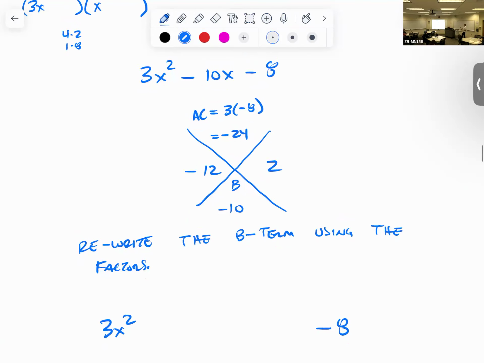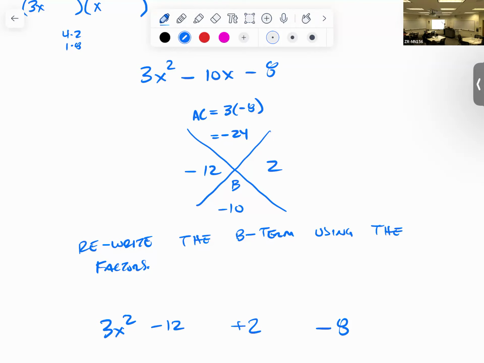Now notice, when I drop this down, 3x squared and -8, the A and the C term, I dropped down exactly. I didn't change anything there. Then I'm gonna write -12 and 2, the exact factors that I had from the diamond. But this is a polynomial, so I have to carry my variables with it.